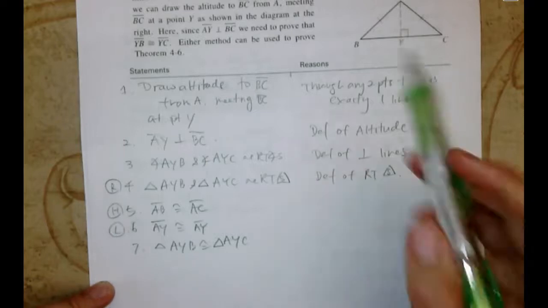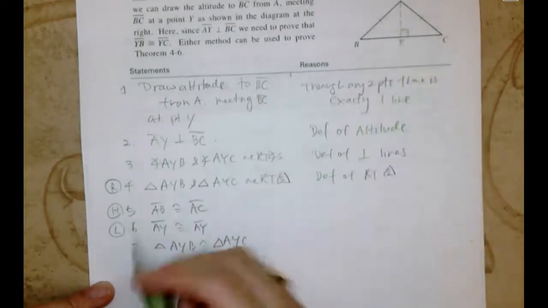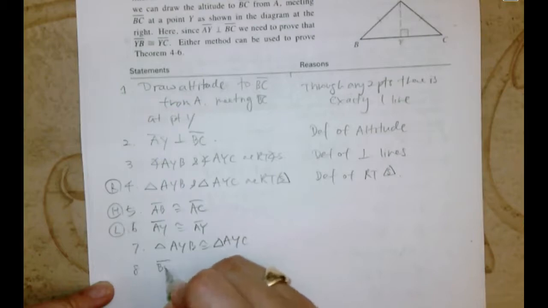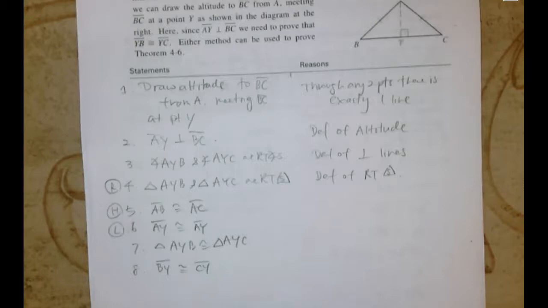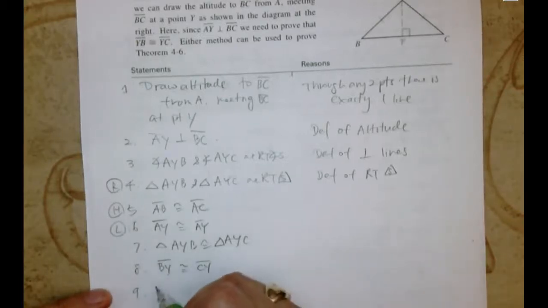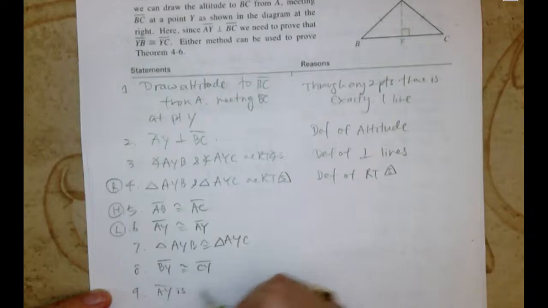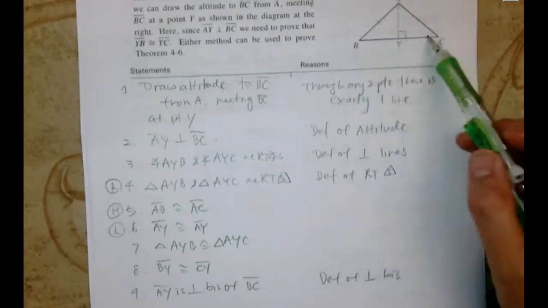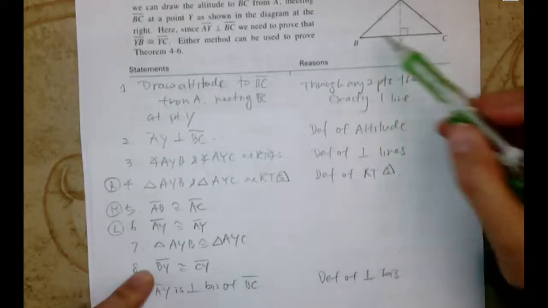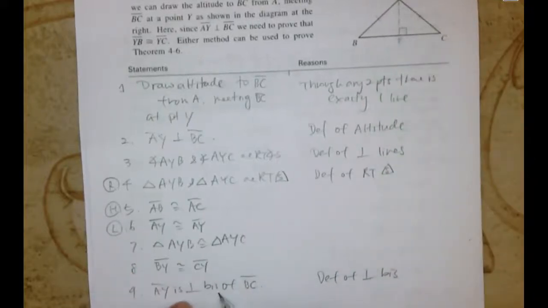Okay, so then we are trying to make this the same length. So BY is congruent to CY. And then 9, AY is the perpendicular bisector of BC. Okay, so it's just the definition of perpendicular bisector. The definition is that the line is perpendicular to the segment and goes through the midpoint. We just proved that it's a midpoint, so that's a perpendicular bisector of BC.